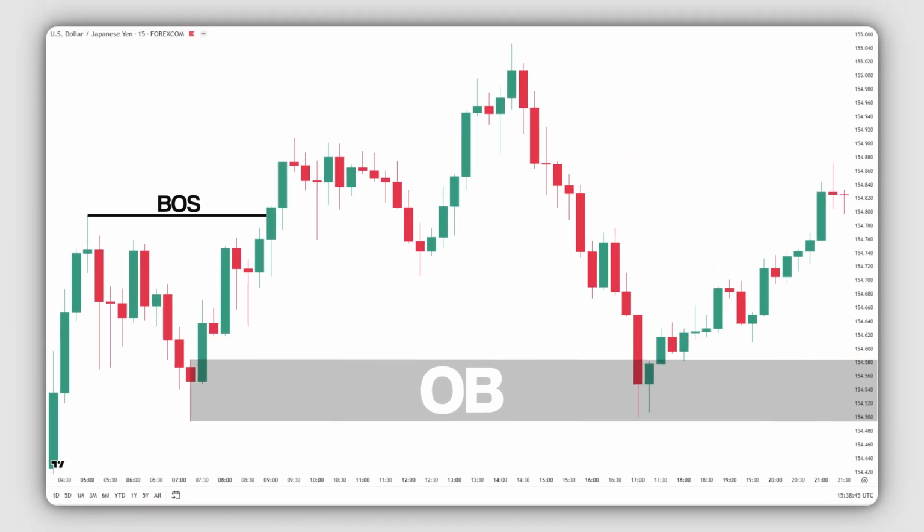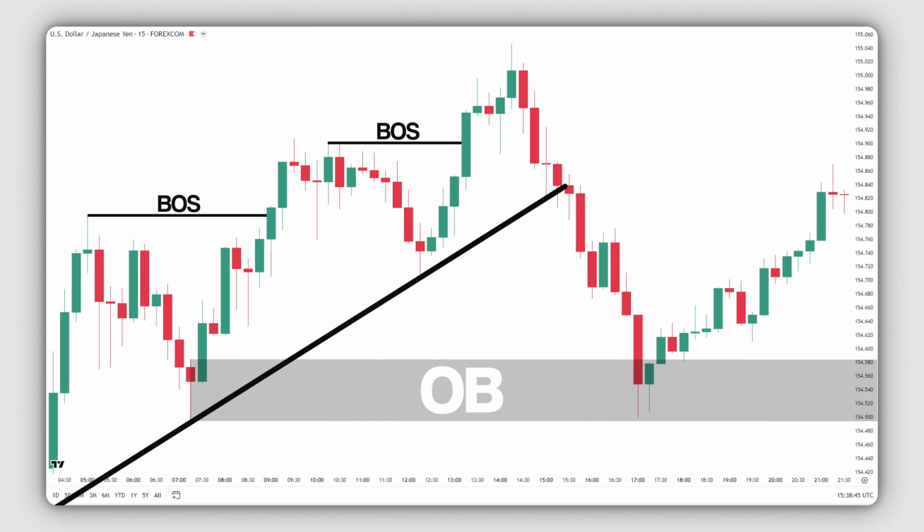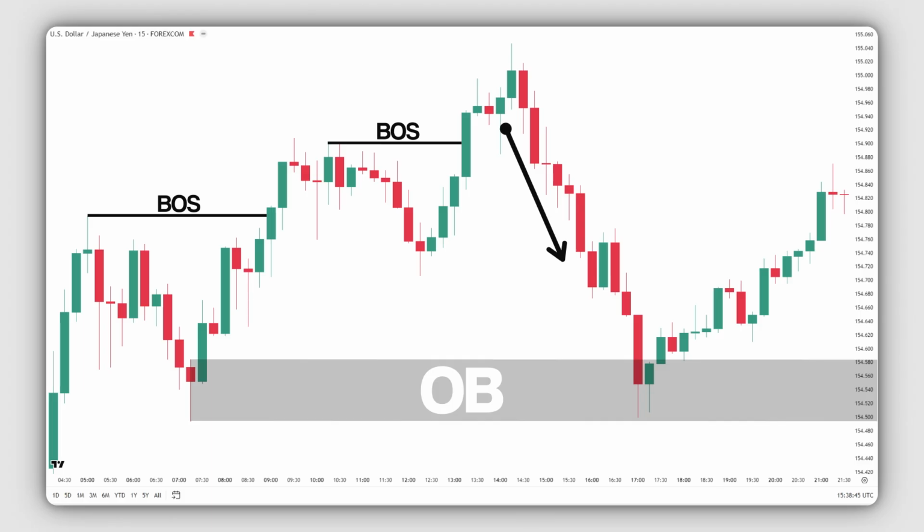After the first break of structure, price performs a healthy pullback and then forms another break of structure, further confirming bullish continuation and strengthening the external structure. Following this second break of structure, price retraces downward and forms a change of character by breaking an internal low. This change of character does not signal a trend reversal, but rather a temporary internal shift.